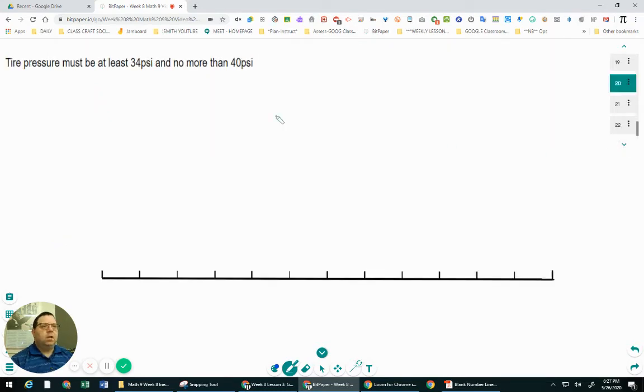All right. The tire pressure must be at least 34, and no more than 40. So it'll be a little bit different here, I think. Just pause quickly. Is it going to be a little different in terms of our boundary points? We'll see. So the pressure must be at least 34, so that would be greater than or equal to 34. And it has to be no more than 40, which means if you nail 40 exactly, that's still acceptable.